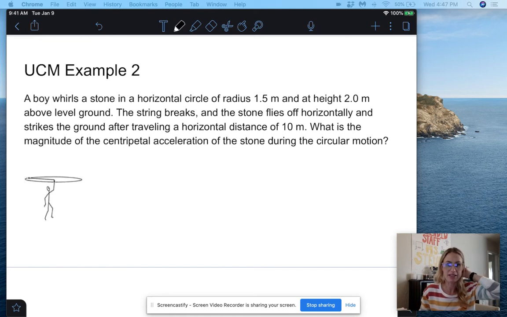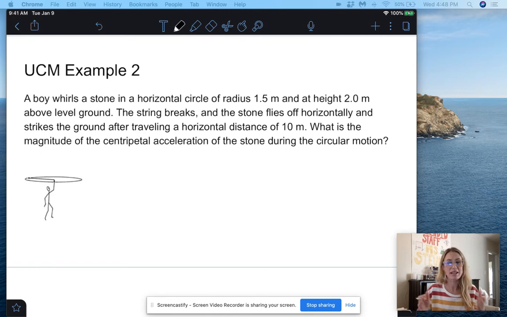All right, here's another example for uniform circular motion. So we have a boy whirls a stone in a horizontal circle of radius 1.5 meters and a height of 2 meters above the ground. The string breaks and the stone flies off horizontally and strikes the ground after traveling a horizontal distance of 10 meters. What is the magnitude of the centripetal acceleration of the stone during the circular motion?